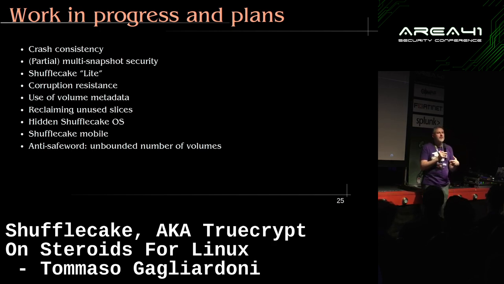without you needing to restore from a backup, for example, which is the only option you have with TrueCrypt right now. Volume metadata: we have some space for embedding volume metadata in the hidden header. This is helpful, for example, if you want to automatically mount the volumes at some positions, because clearly for plausible deniability, you cannot put it in an fstab. You have to embed this information within the encrypted header.